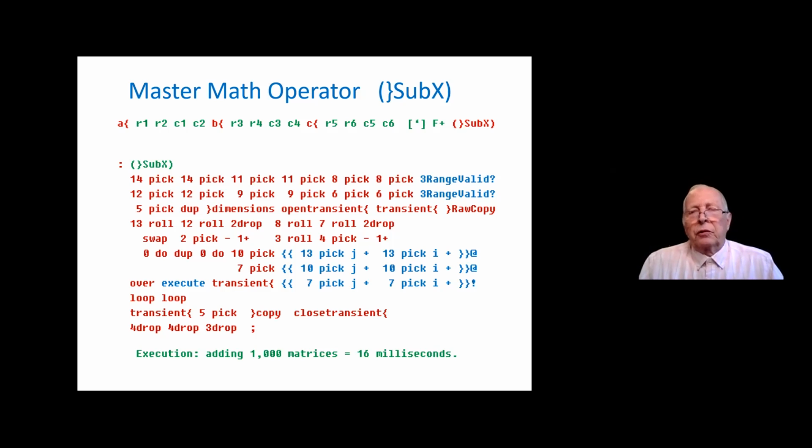Even though the matrix manipulations may look complicated, and there certainly is a huge amount of stack manipulation, at the bottom we see that the execution for adding A to B, storing in C, 1,000 times is 16 milliseconds. So you can execute a 1,000 matrix set of calculations, and it still only takes 16 milliseconds. The execution time for one addition or one manipulation is 16 microseconds.